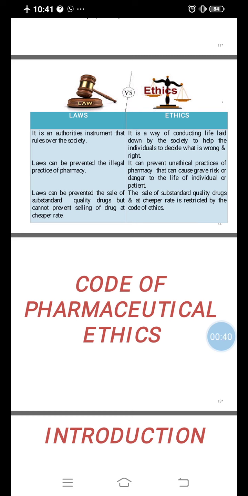Ethics is the way of conducting life laid down by society to help the individual decide what is wrong and what is right. It can prevent unethical practice of pharmacy that can cause grave risk or danger to the life of an individual or patient. The sale of substandard quality of drugs and at a cheaper rate is restricted by the code of ethics.